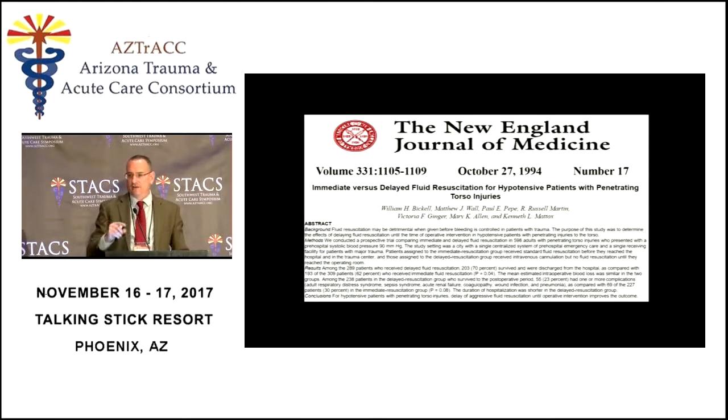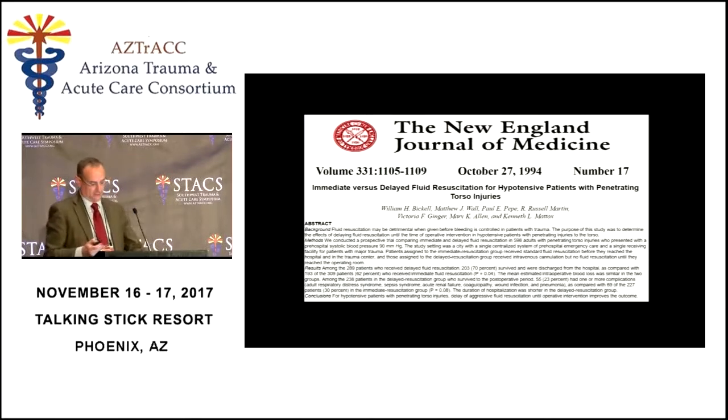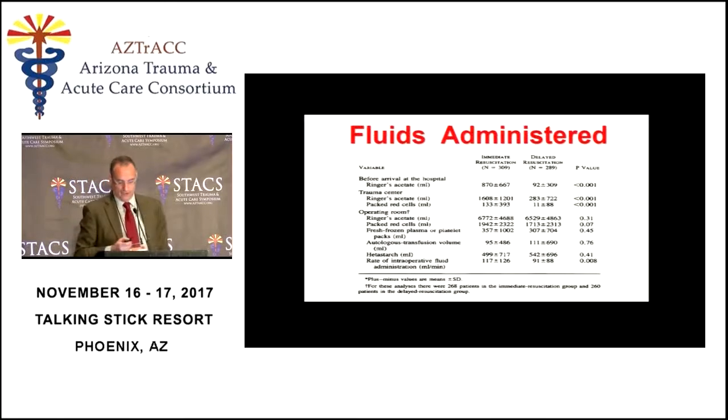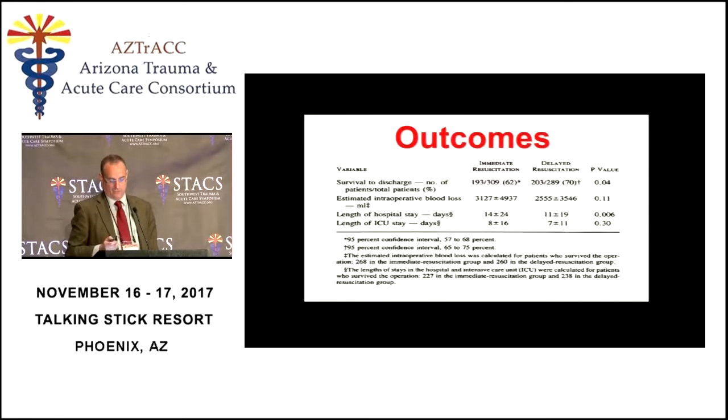Hypotensive, penetrating trauma patients, no fluid until they were in the operating room and bleeding was controlled. It depended on whether you came on an even or odd day. That's how it was decided. They did this in 600 patients, and here's what they found. Here's your immediate resuscitation versus the delayed group. The immediate resuscitation group got about 900 cc's of fluid. The delayed group got very little fluid, so they were very successful in their randomization.